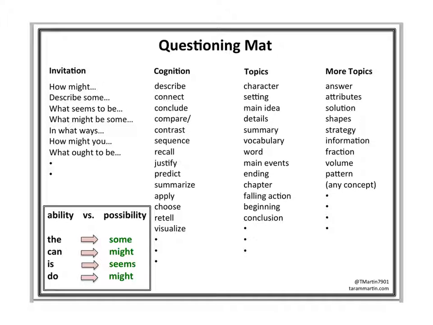When you open the questioning mat, you notice there are 4 columns. There's an invitation, the cognition verbs, and the topics. On this mat, particularly, I have reading and math topics. However, the topics could be anything. Also, in the far left-hand corner, you notice this box, ability versus possibility.